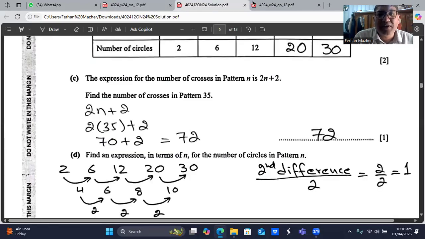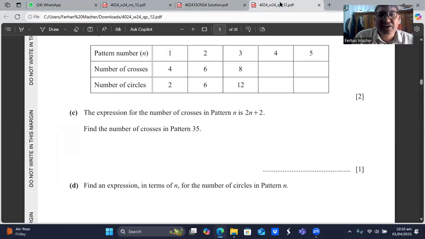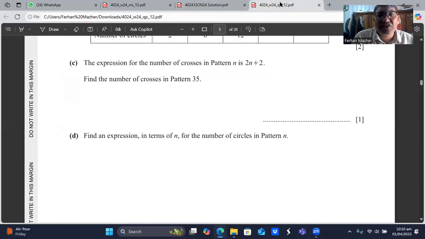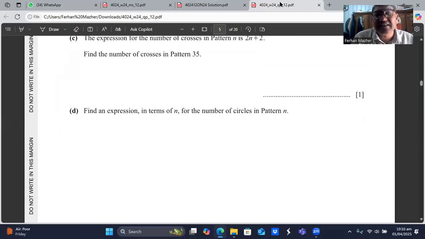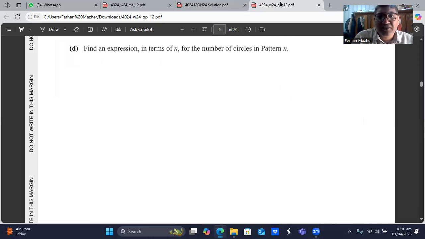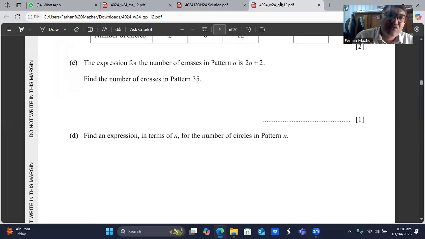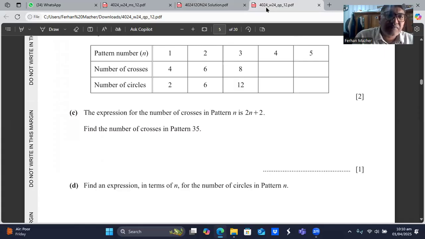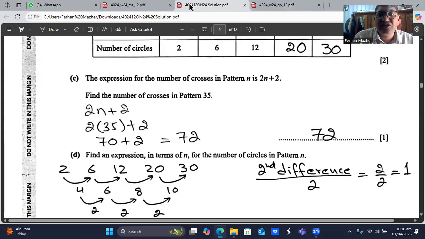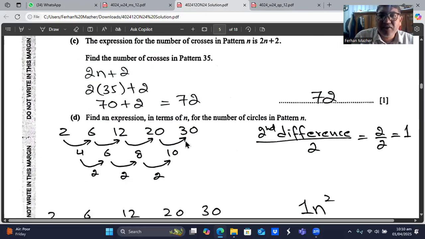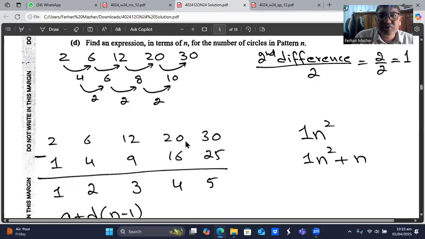Okay, then the question is, find an expression in terms of n for the number of circles in the pattern n. It's a 2 marks question, and let me show you. Okay, it's a 2 marks question. So these are the circles: 2, 6, 12, 20, 30. So very important, look here at how we do this. Okay, so what I will do.